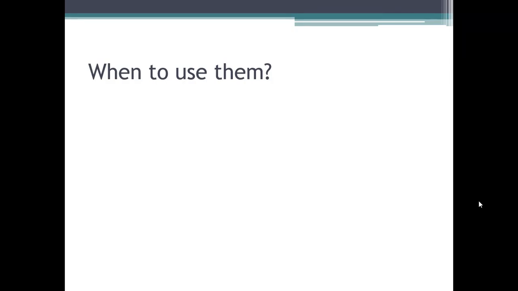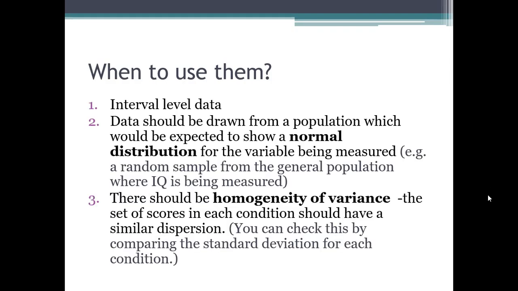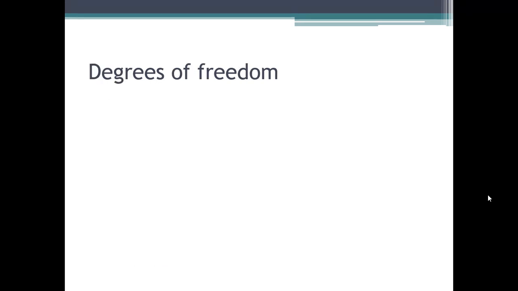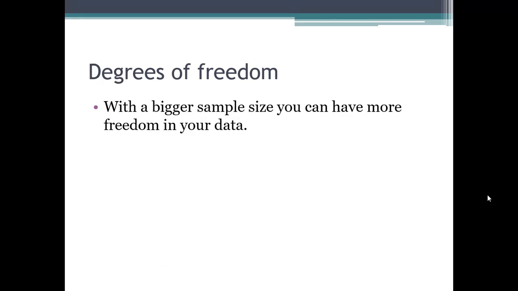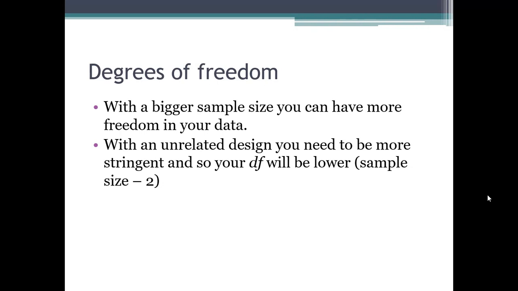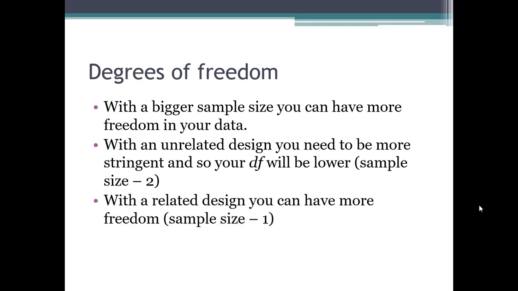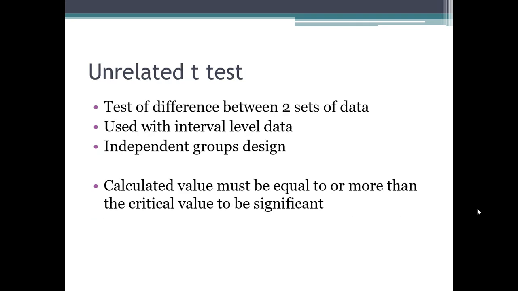T-tests are an example of a parametric test, so just a reminder of when you would use a parametric test. T-tests also look at degrees of freedom, so they don't look at an n value. With an unrelated t-test, your degrees of freedom is your sample size, take away 2. With a related t-test, your degrees of freedom is your sample size, take away 1. An unrelated t-test is where you have interval data and independent groups, and remember that the observed or calculated value must be greater than the critical value.